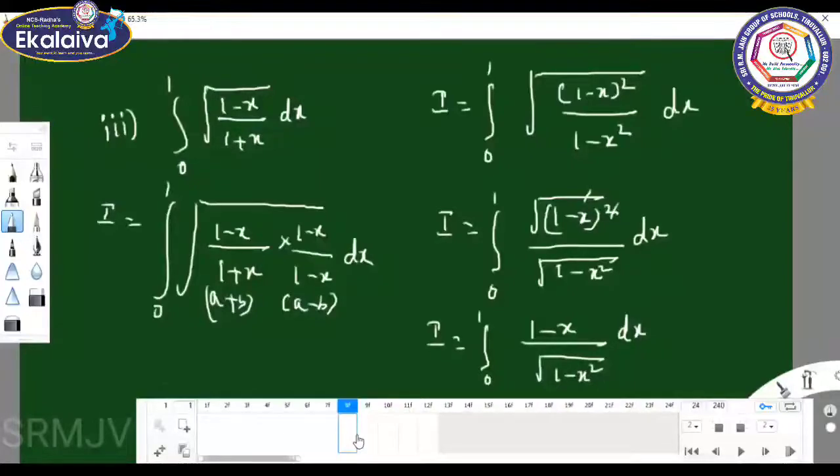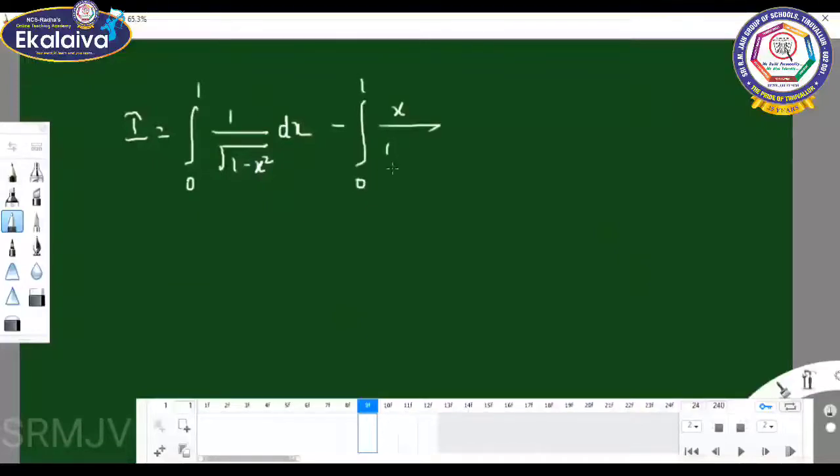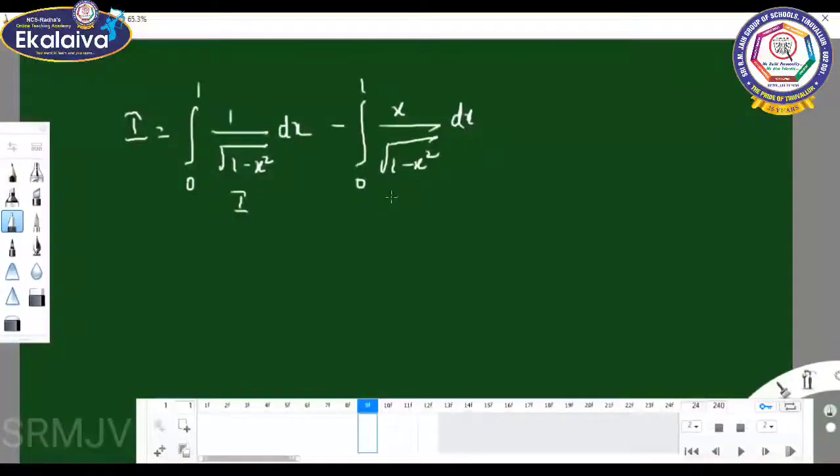So I equal to, you can split the term, integral 0 to 1 of 1 by root of 1 minus x square into dx, minus integral 0 to 1 of x by root of 1 minus x square into dx. You can take this as I1 and this is I2. What is I1?